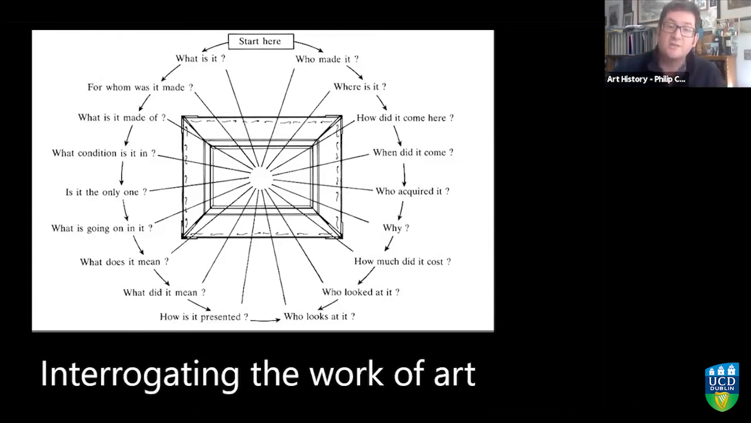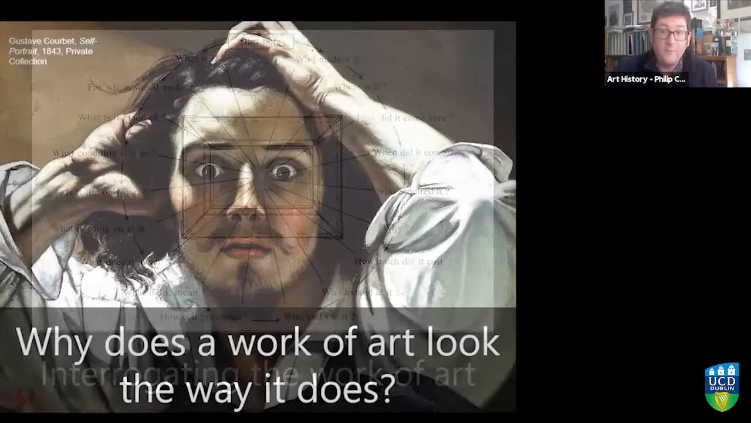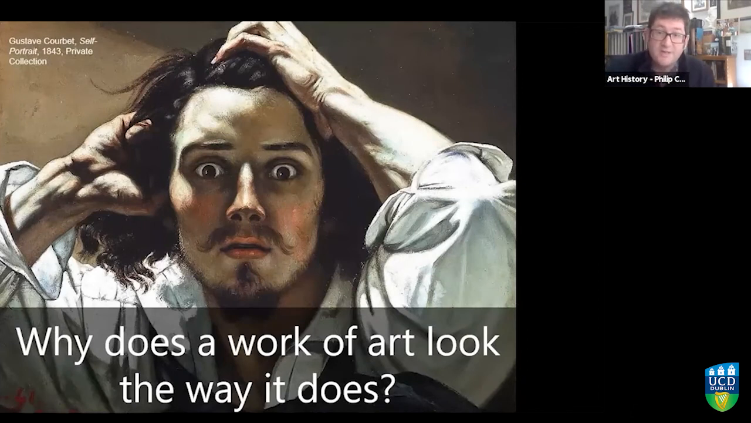All of these questions crowd in terms of how the subject tries to process and understand works of art as a gauge or a barometer of culture throughout history and throughout society. But really, all of these questions come down to one basic question, and this is at the root of what the subject is about. Why does a work of art look the way it does?